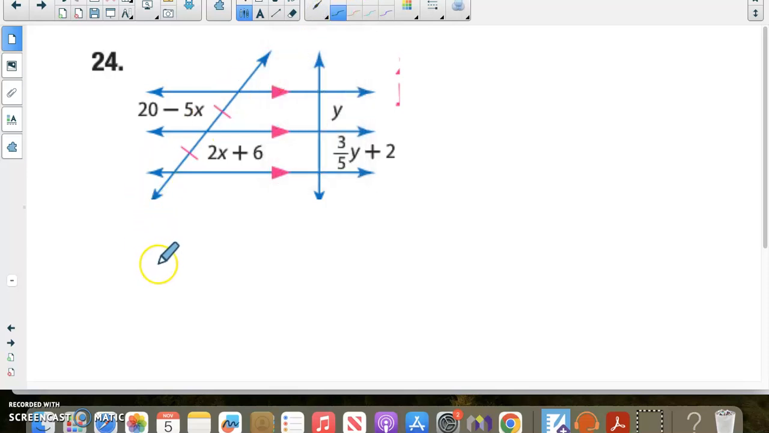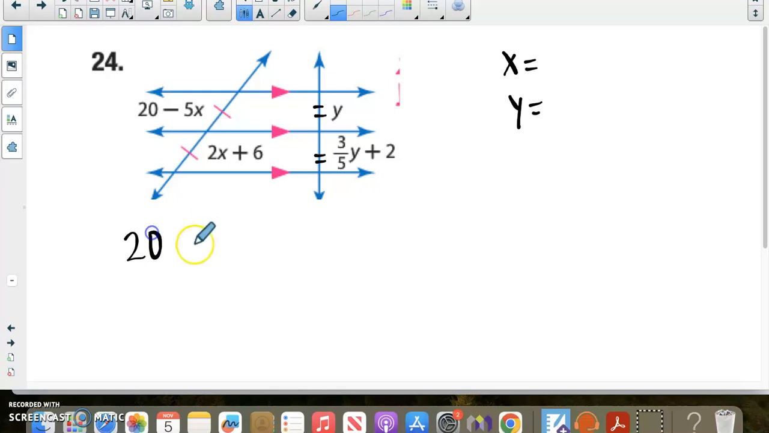So an example would be here. Go ahead and draw this picture down. So we know that these two are congruent. Then we can say these two segments are also congruent to each other. So we're going to solve for x and we're going to solve for y. That's what the directions say.